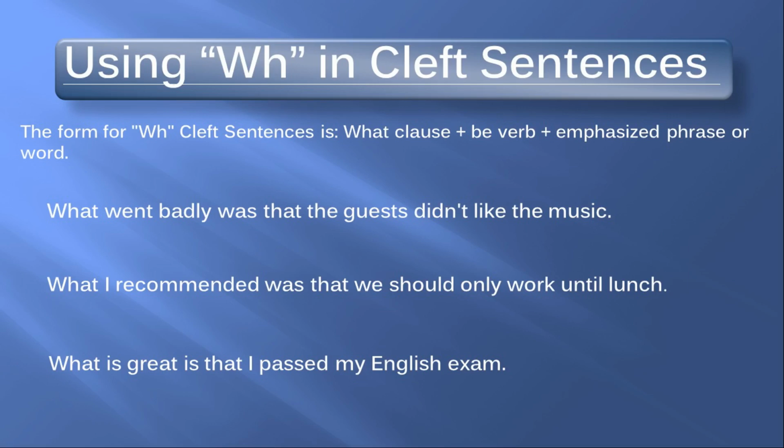Let's look at this example sentence. "What went badly was that the guests didn't like the music." Here you can see, as the rules say, the first part of the sentence is a what clause. Then it is followed by a be verb and lastly followed by the emphasized phrase. In the second sentence example you can see that the sentence form doesn't change either, or in the third sentence example.